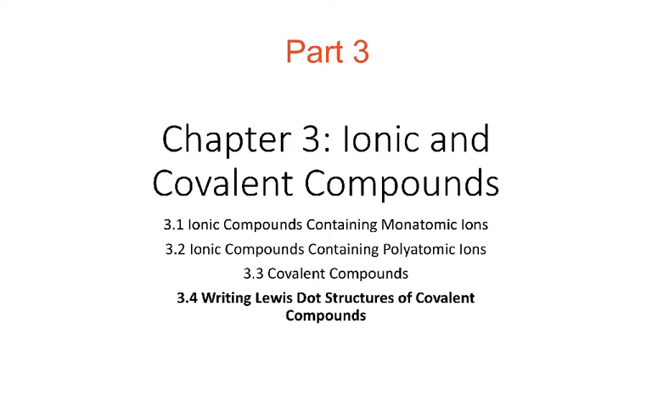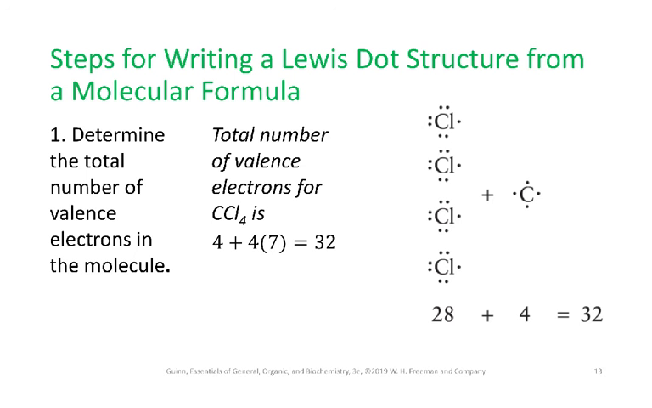All right, hey folks, we are continuing to learn more about Lewis dot structures here in part 3. Okay, so we're going to follow the steps for writing a Lewis dot structure from the formula as given in the guidelines that start on page 105. We've done this a couple times in this lecture, but here we're going to explicitly follow these steps to talk about what we're doing. Okay, so step 1 is to determine the total number of valence electrons in the molecule.